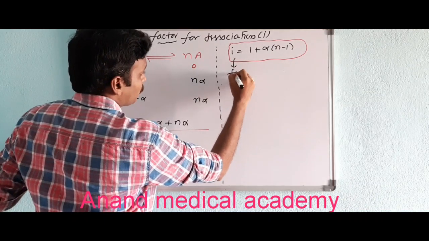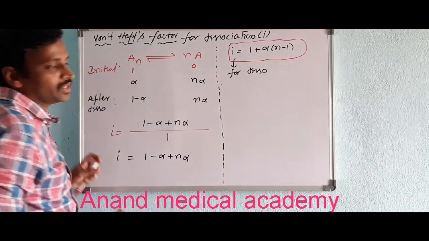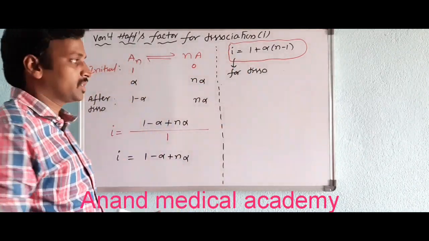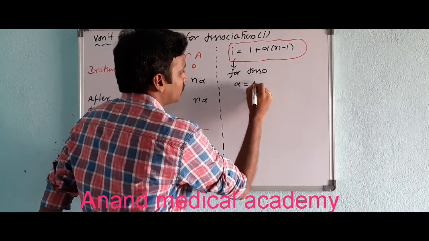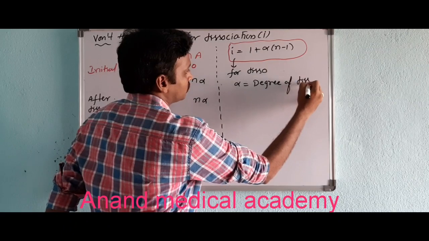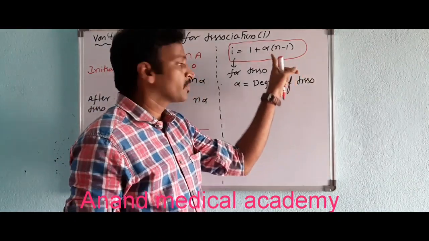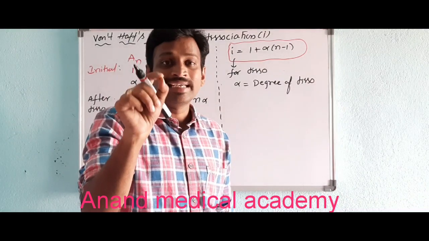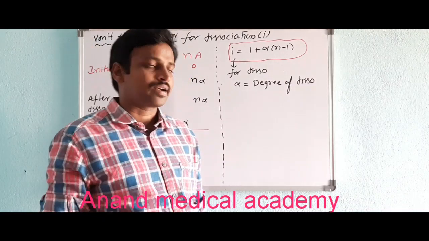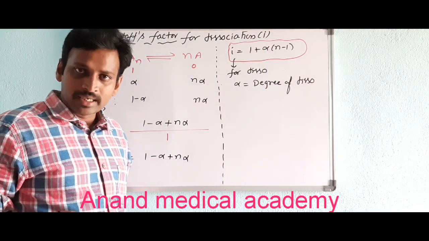I is equal to 1 plus alpha into (N minus 1). This is the van't Hoff factor I for dissociation. What exactly is alpha here? The degree of dissociation. Suppose alpha was given as 40%. Don't take 40 here, take 0.4, because 40% means 40 by 100. Alpha will be 0.4. Got it clearly?